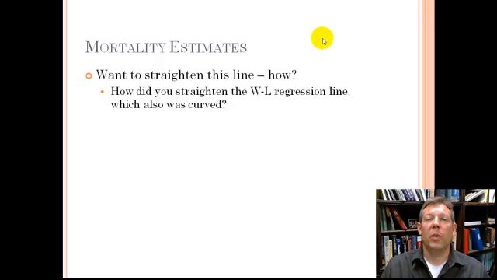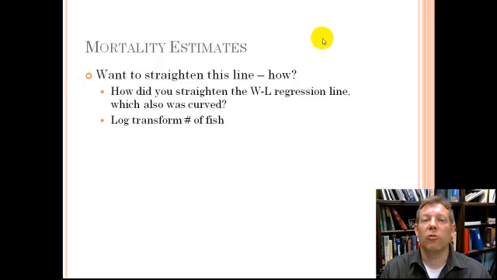You'll recall when we had the weight-length regression, that was a curved relationship. And how did you straighten that so that you could do some easier linear regression on it? You log transformed it. And so if we log transform the number of fish, that's going to straighten out this line, and then it'll be easier to do the math. So that's what we'll do.